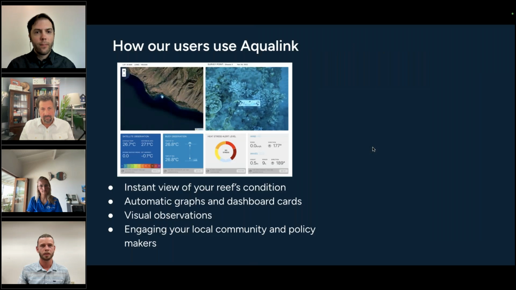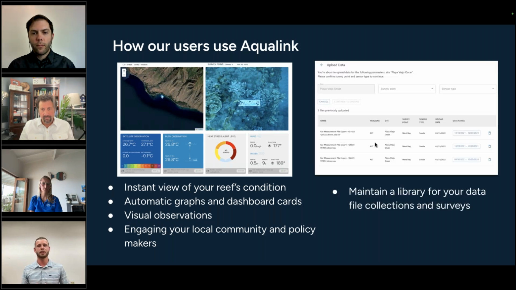So how do our users use their Aqualink sites? Well, the dashboard creates an instant view of your local reef's condition. It automatically creates graphs and dashboard cards. It allows you to upload data from sensors and conduct photographic surveys in a structured way based on best practices. And this becomes a powerful tool to share your valuable data with your community, and even providing clear evidence to influence policy decisions with clear, accessible information. And this dashboard is also a place where you can maintain a library for your data file collections.